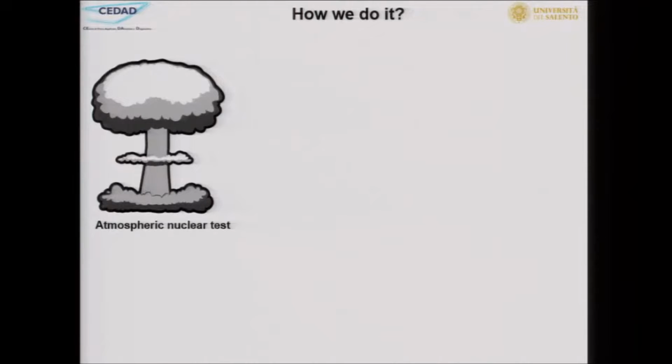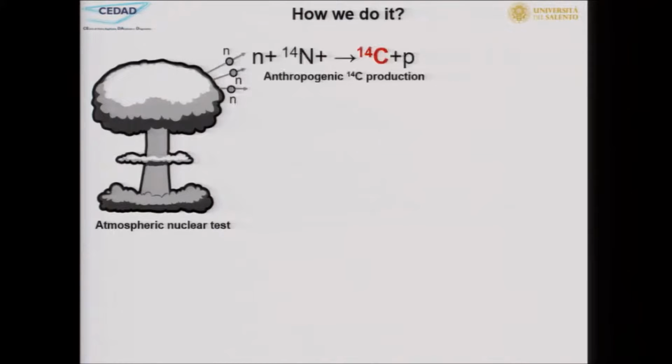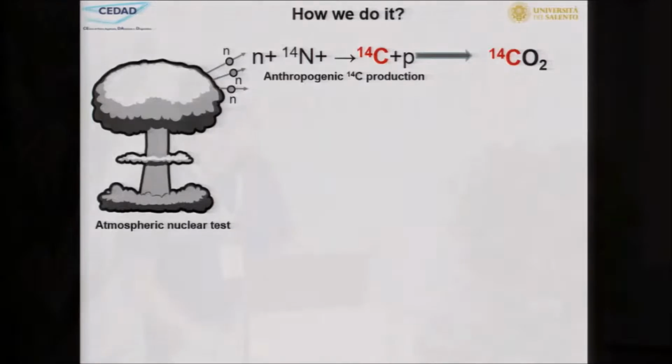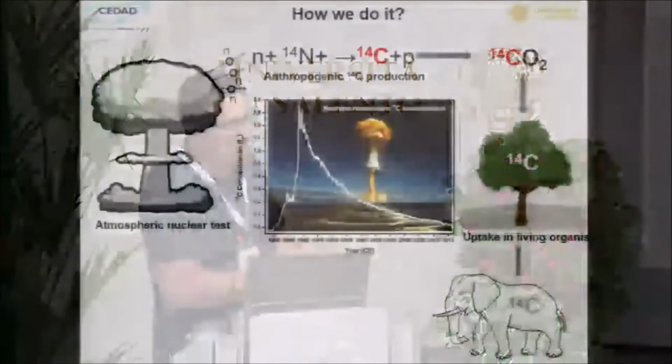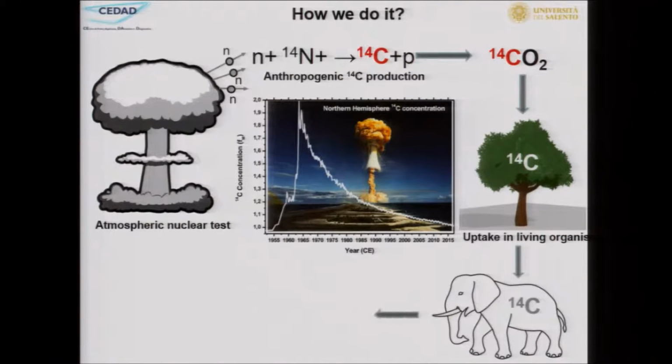I already talked about the atmospheric nuclear tests, which produce this anthropogenic C14. It is then oxidized to carbon dioxide by chemical processes in the atmosphere, becoming radioactive CO2, which is fixed through photosynthesis into living vegetation and, through the alimentary chain, enters the whole biosphere. So any living organism contains a trace of this anthropogenic C14. If I take a sample from this animal, for instance, I am talking about ivory later on.